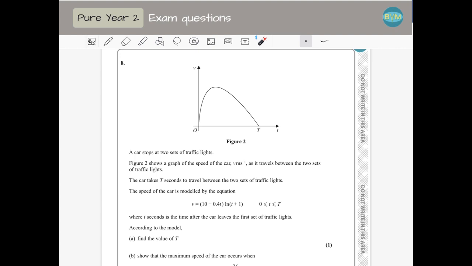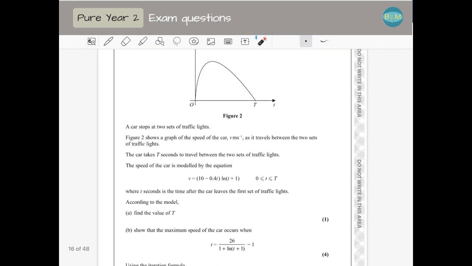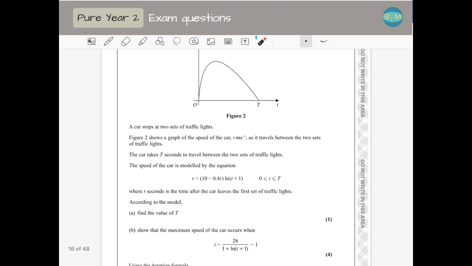The car takes T seconds to travel between the two sets of traffic lights. So here velocity is 0 and here velocity is 0. Also, the car increases the velocity and then decreases and stops again. The speed of the car is modeled by this equation, which is represented by this graph, where t seconds is the time after the car leaves the first set of traffic lights. According to the model, find the value of T.